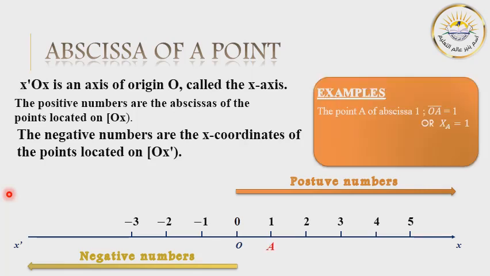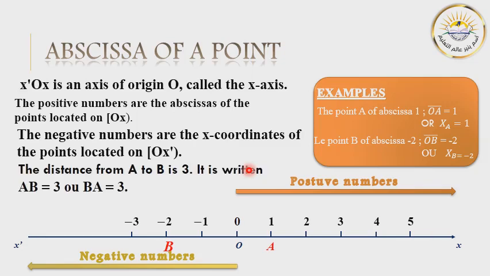Examples. The point A of abscissa 1, that means the distance between O and A is equal to 1, or x of A is equal to 1. We have the point B here. If the point B has abscissa -2, that means the distance between O and B is equal to 2, or OB bar is equal to -2, or x of B is equal to -2. The abscissa of B is equal to -2.